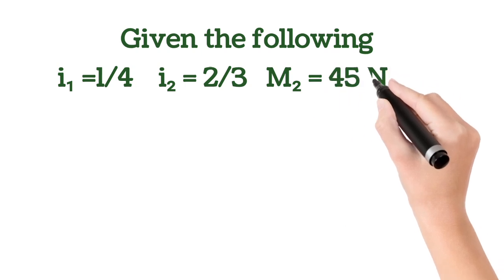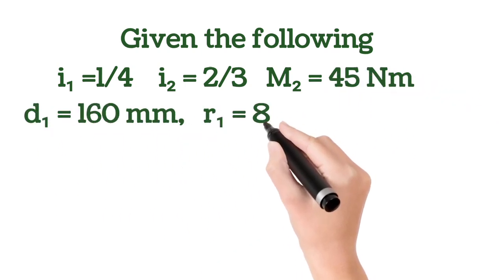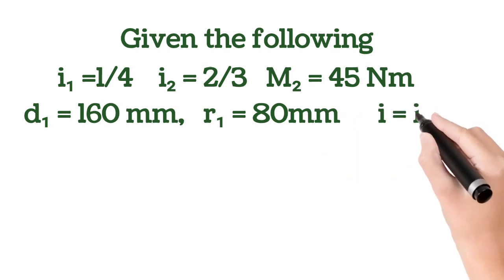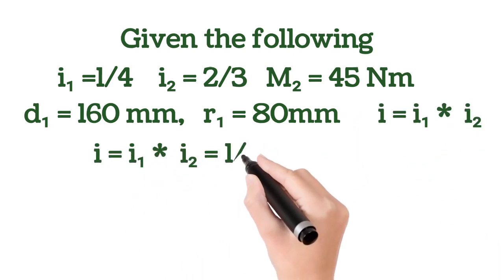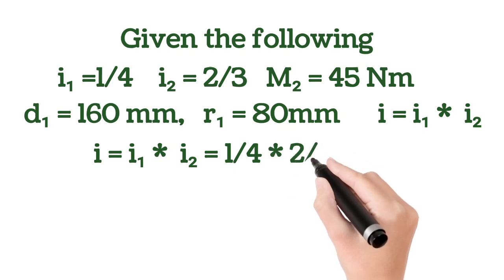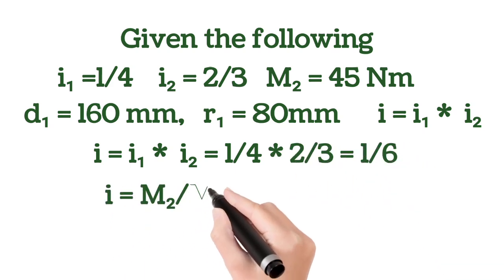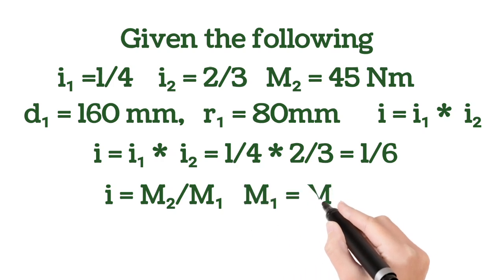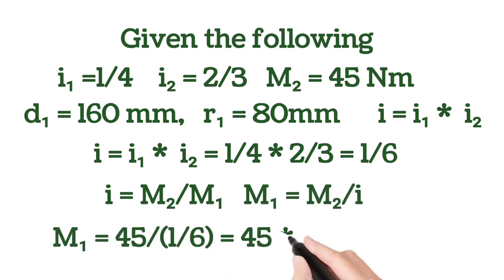So I is equal to I1 times I2, which will give us I is equal to 1/6. So if I is equal to M2 divided by M1, making M1 subject of the formula, we have M1 is equal to M2 divided by I. Substituting the value for M2 and I, we have M1 is equal to 270 Newton meter.